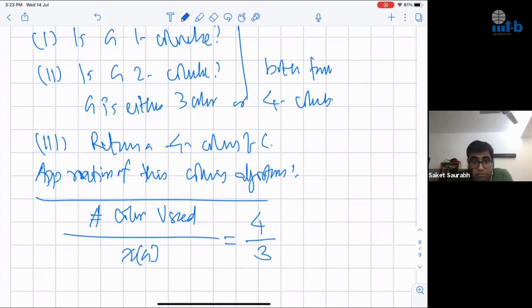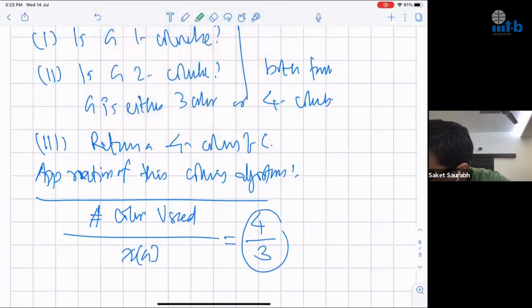So it is possible the chromatic number is 3, but I gave 4 colors. I had to use 3, but I used 4 colors. But if the number of colors I needed is 4, then I only use 4. That's perfectly fine. Then this is optimum. So the approximation ratio of this simple algorithm is 4/3.